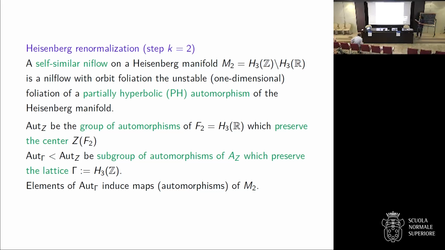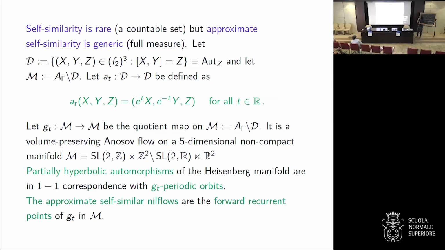So in particular, the elements of Out(Γ) are those that, preserving the lattice, give automorphisms of the Heisenberg nil manifold. So now the problem, of course, is that self-similarity is rare. This is a general situation in the relation between hyperbolic and parabolic. Self-similarity is rare because we have to be in a special situation where we have a hyperbolic automorphism.